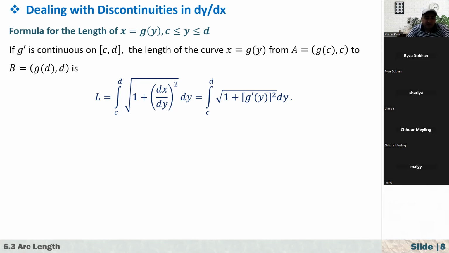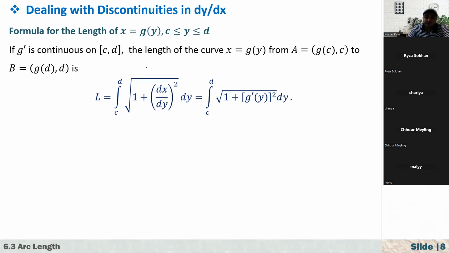So if g prime is continuous on [c, d], the length of the curve x equals g(y) from c to d is given by this integral. Everything is the same, we just change the roles of x and y. Instead of x, write y. Instead of y, write x. And also the integration limits will be different because it's for y.